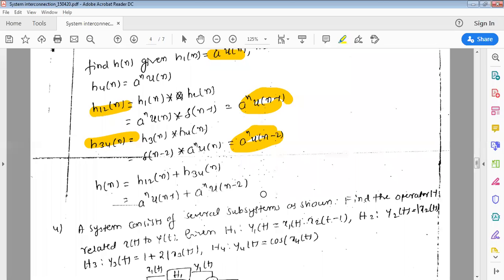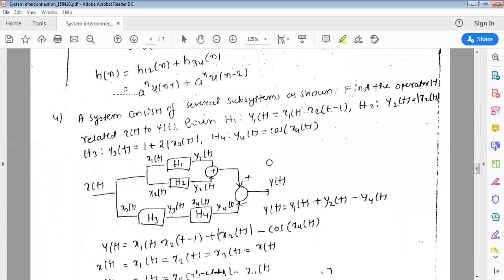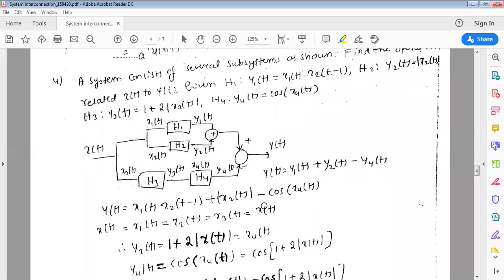No, sir. Okay. Now, let us look into this one. A system consists of several subsystems. They have h1, h2, h3, and h4. What is the final output y of t? He is asking. So each one of them are defined. What is y1, what is y2, what is y3, y4, all of them are defined. So let us split it like this. x is given, x1, x2, x3, x4. So x1 is the input to h1, x2 is the input to h2, x3 is the input to h3, and x4 is the input to h4. And one thing you remember, x1 is equal to x2 is equal to x3 is equal to x of t.